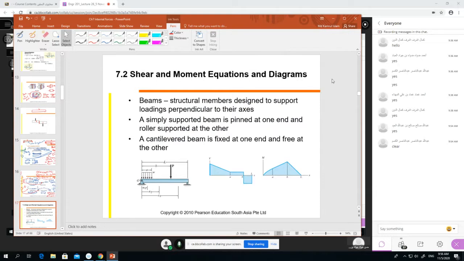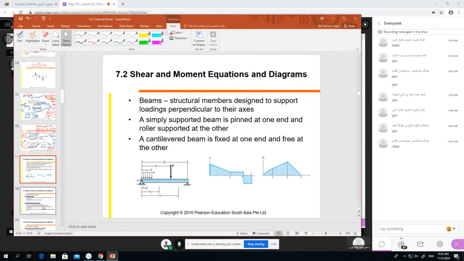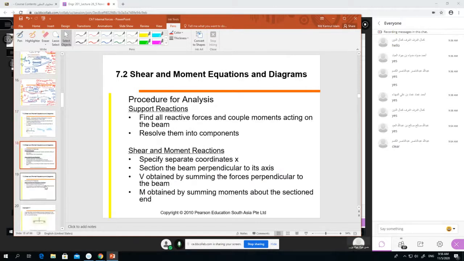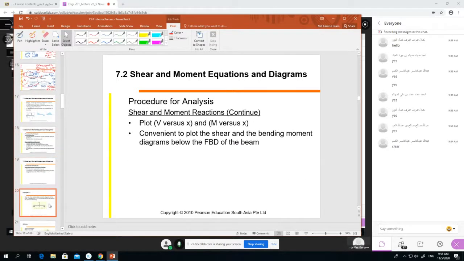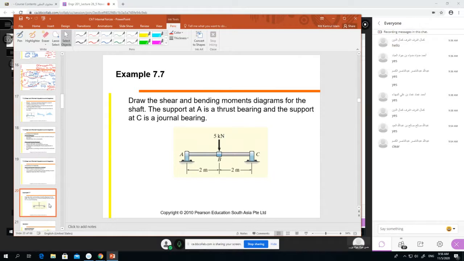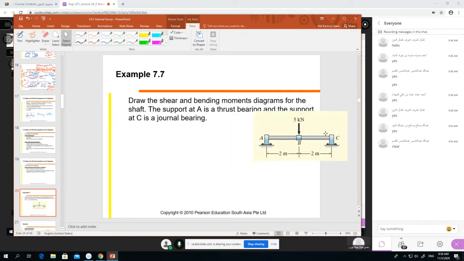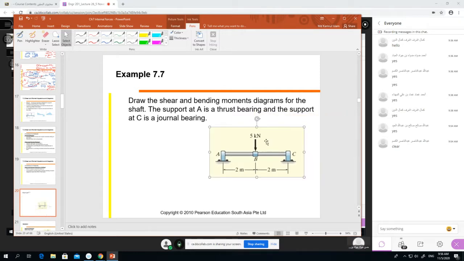So shear force, bending moment equation and diagram. There are many things. If you go to read this, it will be confusing. So I will show directly how to draw them, right? I will straight away show one example of how to draw the shear force and bending moment diagram. How to draw those things, right?